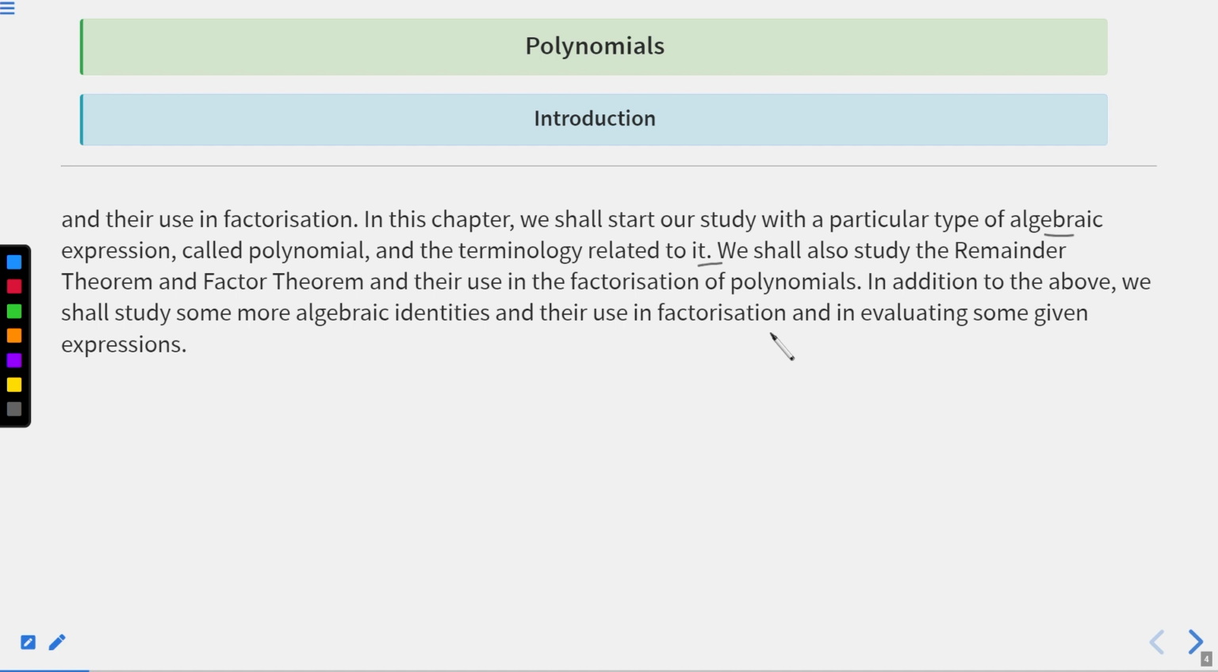The main motive of this chapter is to study a particular type of algebraic expression that is called a polynomial, and the terminology related to it, and also to study the remainder theorem and factor theorem, and use them in factorization of polynomials. Then we also study some more algebraic identities and their use in factorization and evaluating some given expressions. These are all our goals for this chapter.